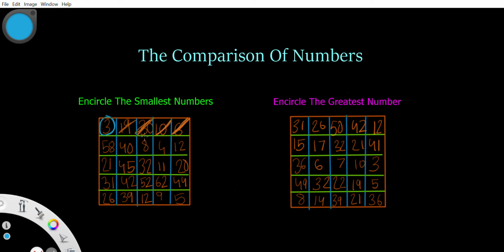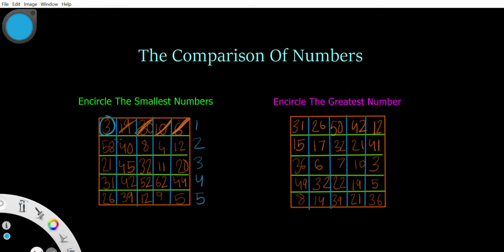Let's get straight into the next one. No more distractions, we should be focused. Our next one is the set of numbers in the second row. Just like our first one, we need to find and encircle the smallest number.